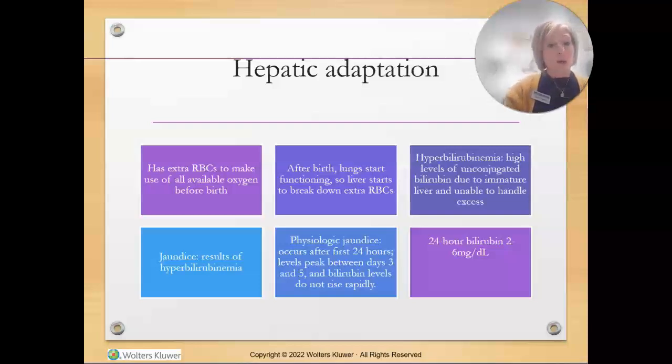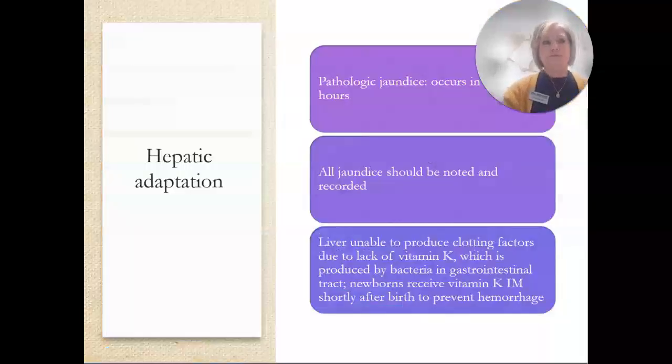And that would be a normal thing for them because that liver is still adapting to learning how to break down those red blood cells and learning how to process them and get rid of them. Okay, so pathological jaundice. So we got physiological jaundice. That is kind of a normal occurrence, and that's why the babies have to stay for 24 hours.